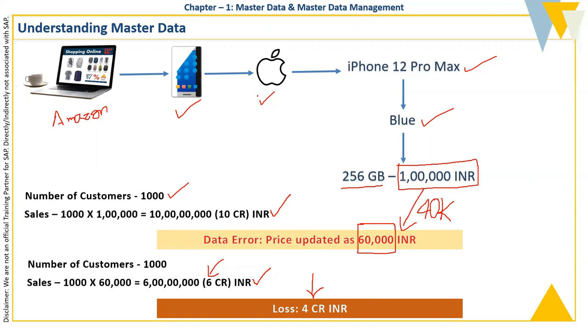Amazon is just a mediator between the customer and the seller. Maybe their share will be reduced because of this loss, but they don't suffer a complete loss. The actual loss will be for the seller. So this is because of the pricing error, the data error. Now let's take another scenario.